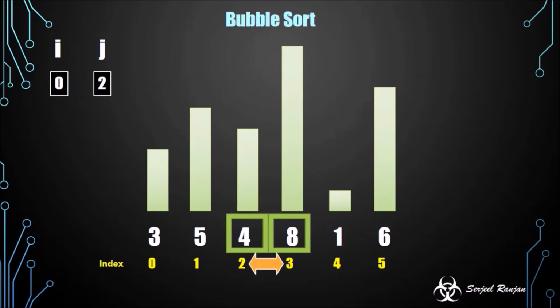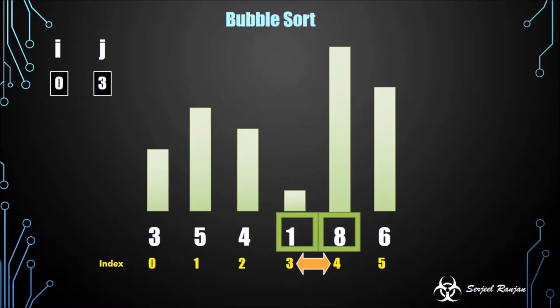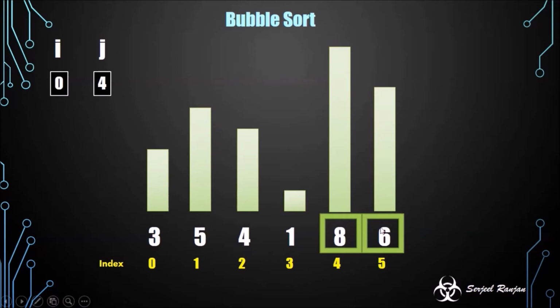Now our work is done here, so the window will move one more step. Okay, so now we will compare 8 and 1. 8 is greater than 1, again not in correct order, so we need to swap these two values. Okay, swapping done, and for the window we should move one more step, and this is also not in correct order. 8 is greater than 6, so we will do a swap.